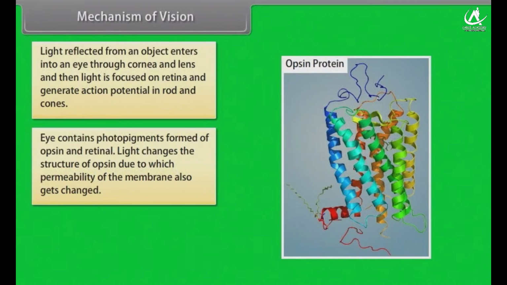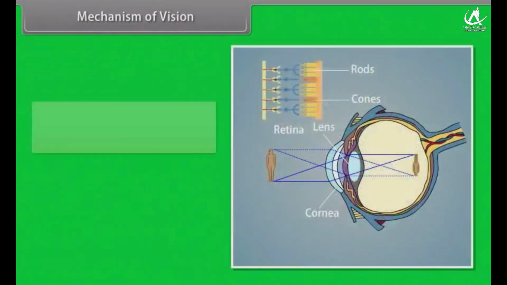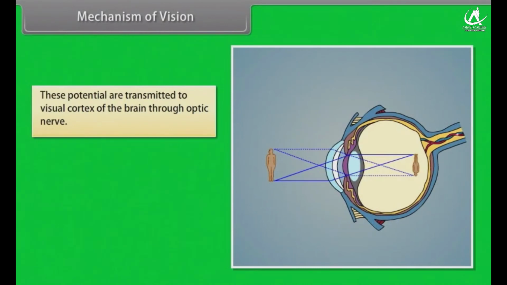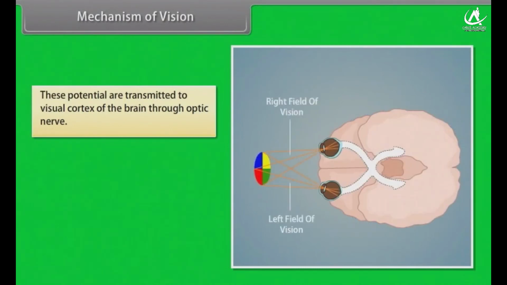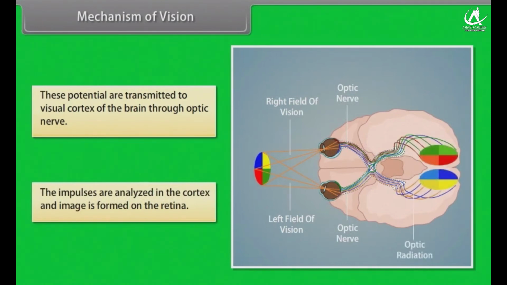Light changes the structure of opsin, due to which the permeability of the membrane also gets changed. It creates a potential difference in the photoreceptor cell, which generates action potential in the ganglion cells through the bipolar cells. These potentials are transmitted to the visual cortex of the brain through the optic nerve. The impulses are analyzed in the cortex and the image is formed.